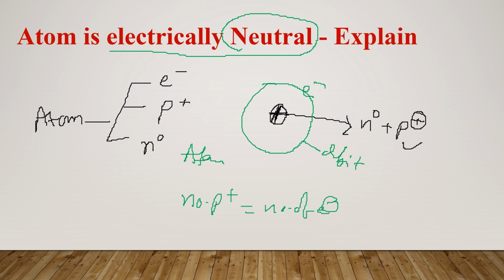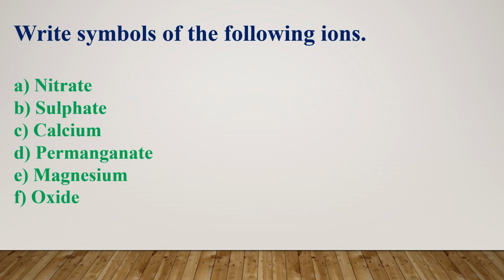So the net charge of this atom is zero. That is why it is neutral, because equal number means we have to say it is electrically neutral. So we have to say that an atom is electrically neutral, only because positive and negative are both equal.